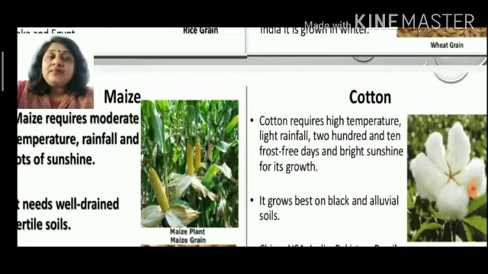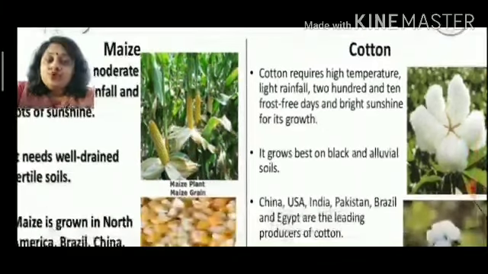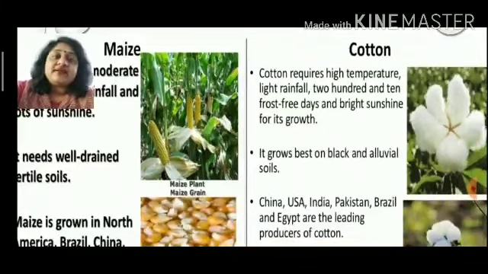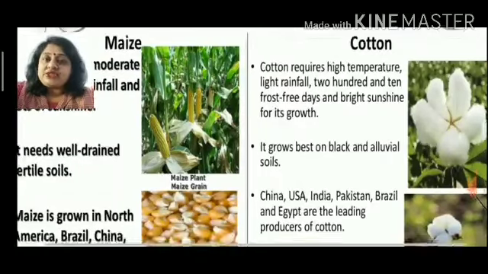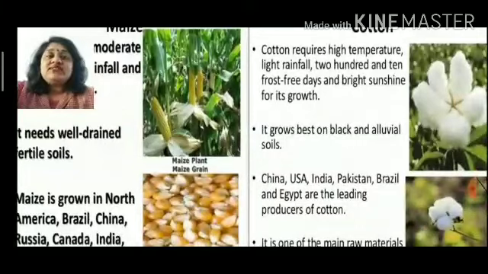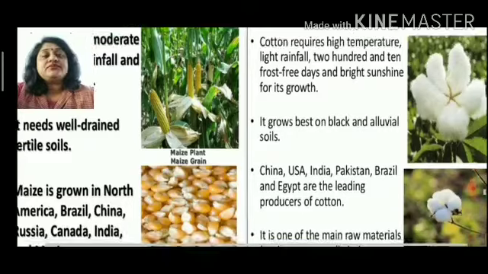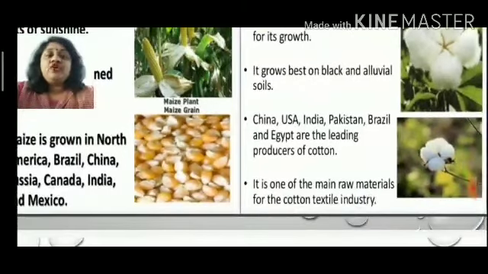Cotton grows in bright sunshine because humidity or moisture spoils it. It grows best on black soil and alluvial soil. It grows best in Maharashtra, in India. China, USA, India, Pakistan, Brazil and Egypt are the leading producers of cotton. It is one of the main raw material for the cotton textile industry.